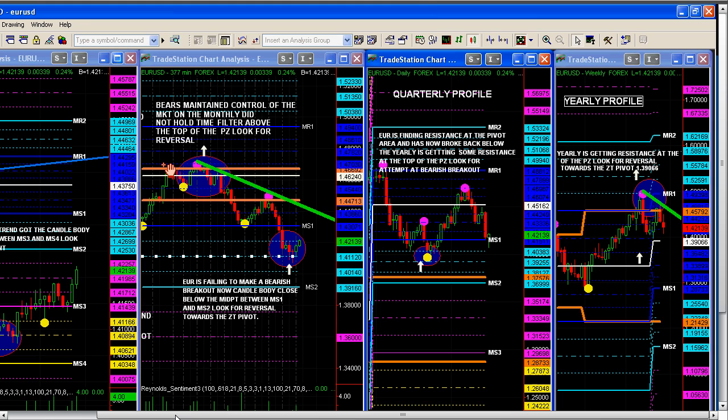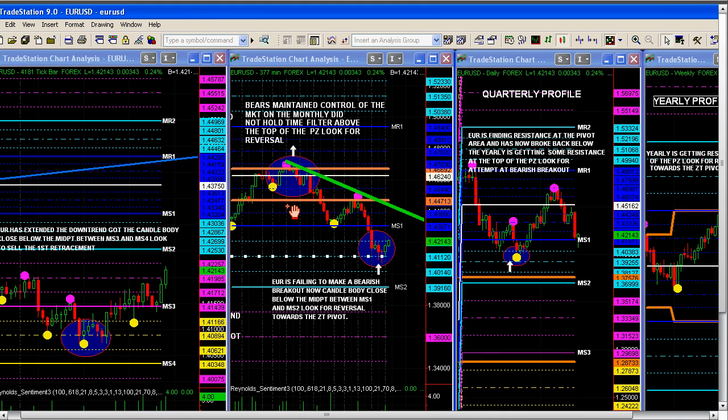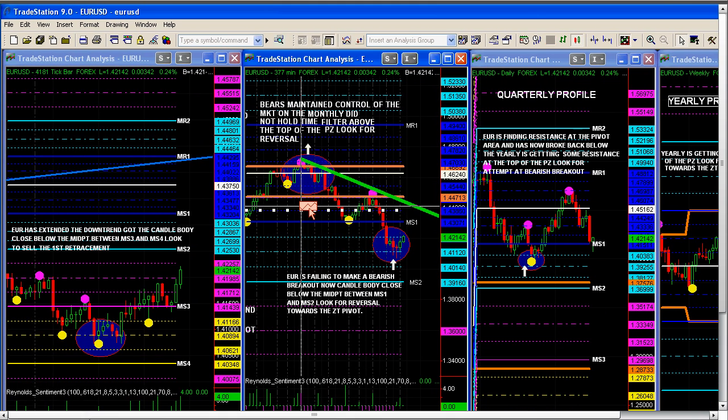Now we come down to the monthly, and you can see that the bears are in control of the market here. On the month, we tested the top of the PZ. It's not going above the top of it and holding the time filter. The bulls are failing to take control of the market there. And then it breaks back below the persistence zone, and you can see that trend line sets you up right there as this market is attempting to make a bearish breakout as well on the monthly.